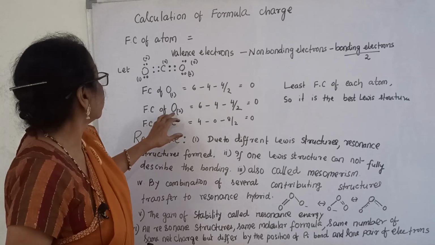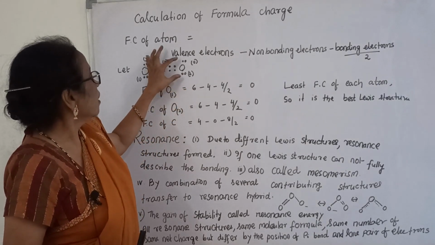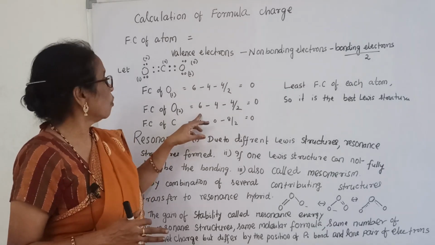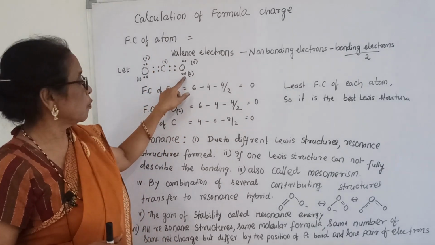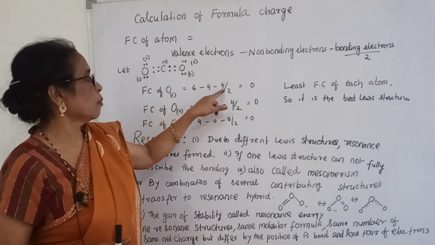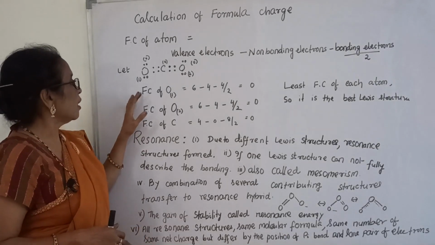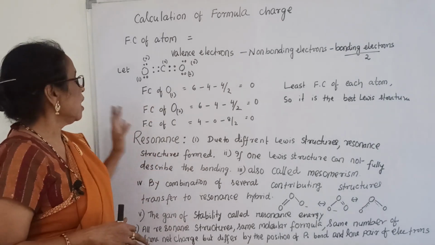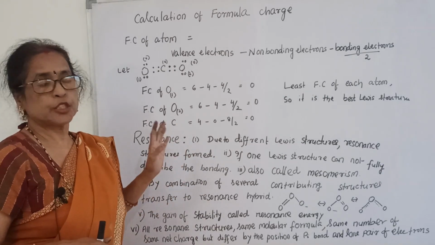Now the formal charge of the second oxygen, O2. Here also the same: valence electron 6, non-bonding electrons these 2 pairs, that is 4, bonding electrons these 2 pairs, that is 4 by 2, equal to 0. That means the formal charge of oxygen 1 and the formal charge of oxygen 2 are both 0.